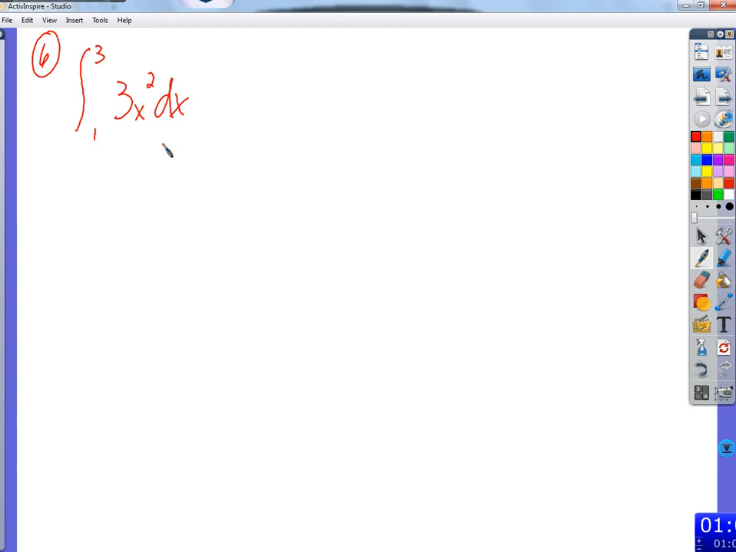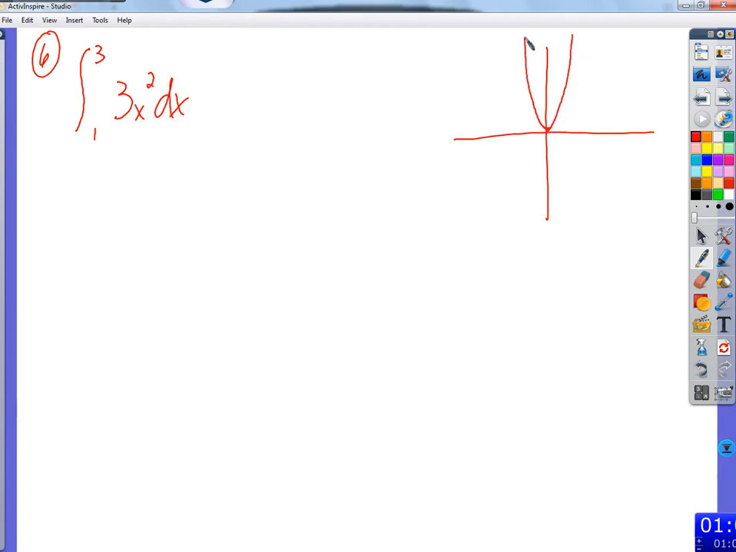So what are we going to find? It's on our homework. The area under the curve of 3x squared on the interval 1 to 3. Exactly. Let's draw a picture. What would this picture look like? Really thin, kind of a thin parabola.